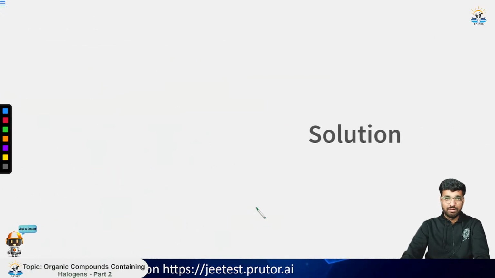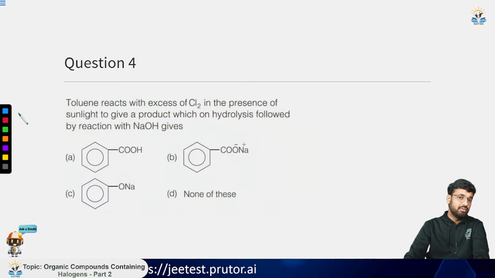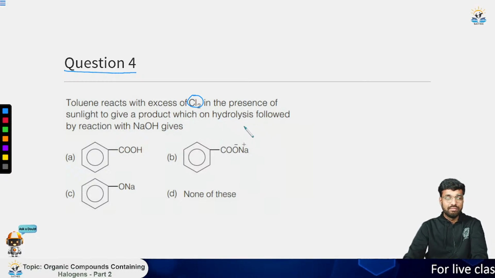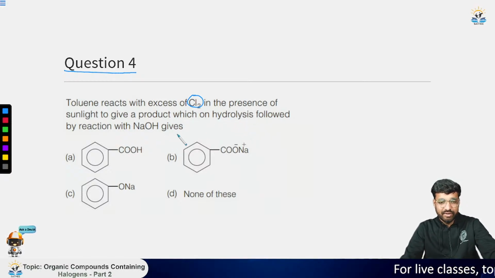Now let us move to the next question. Question number 4. Toluene reacts with excess of Cl2 in the presence of sunlight to give a product, which on hydrolysis followed by reaction with NaOH gives what?